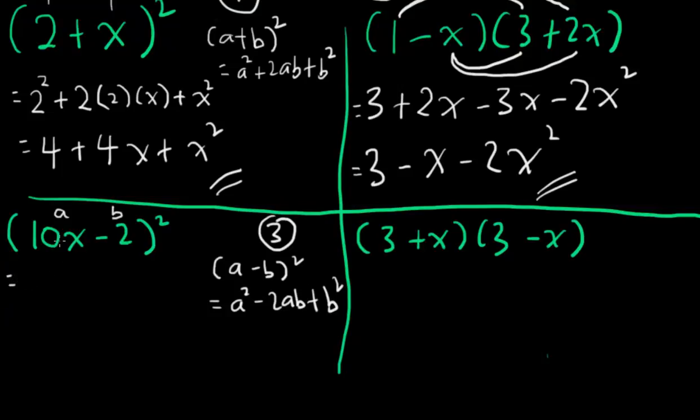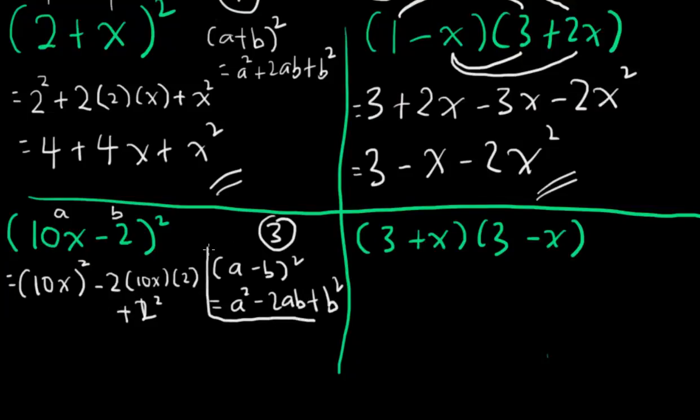So a squared, what is a squared? A squared is actually 10x. The entire term is squared. Minus 2 multiplied by a. A is 10x multiplied by 2, which is b, 2ab, plus b squared, which is 2 squared. Okay, so just box out this formula here. So a minus b squared is a squared minus 2ab plus b squared.